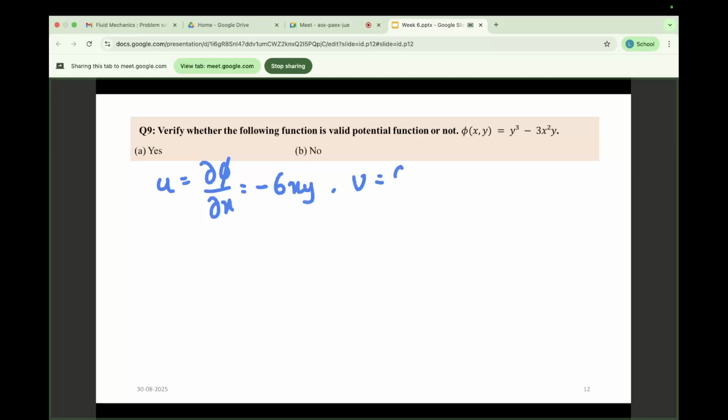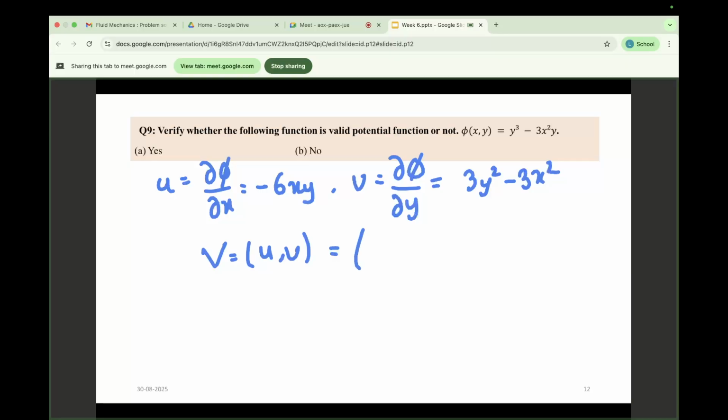And for v, I know the v component can be found by differentiating this potential function with respect to y, which gives the y direction velocity, that is v. So I will get 3y square minus 3x square, right? Okay. So now what is the velocity field? As I have told, V should be a function of u and v. So I can write it as minus 6xy comma 3y square minus 3x square. That means the first is in the x direction and the second is in the y direction, right?